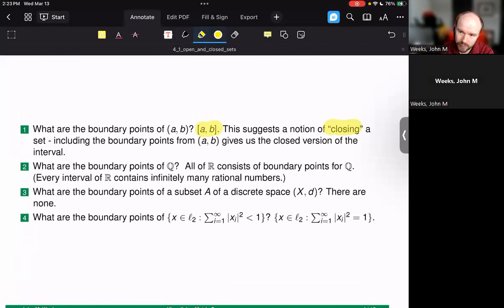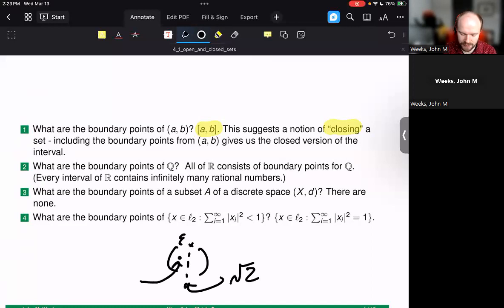What are the boundary points of the rational numbers? All of the real numbers are boundary points, because even for irrational numbers, whenever you take a little epsilon window around there, you're still going to be able to find a rational number inside of there. So even if this is the square root of 2, you'll still be able to find a value that is close by, so that no matter how small I make my epsilon, I can still find a rational number.